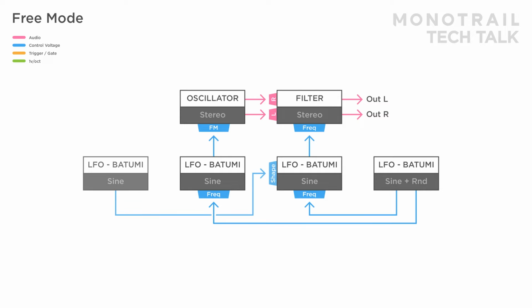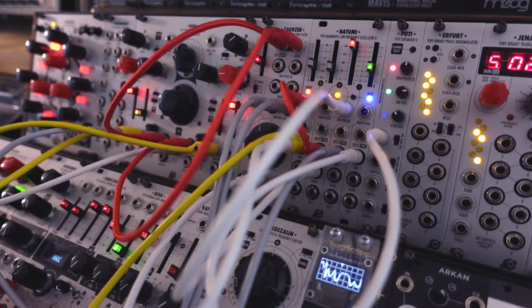And the fourth sine oscillator is modulating the shape parameter of a sine LFO. This means both the frequency is modulated and the sine is folded. This leads to very smooth organic voltages.